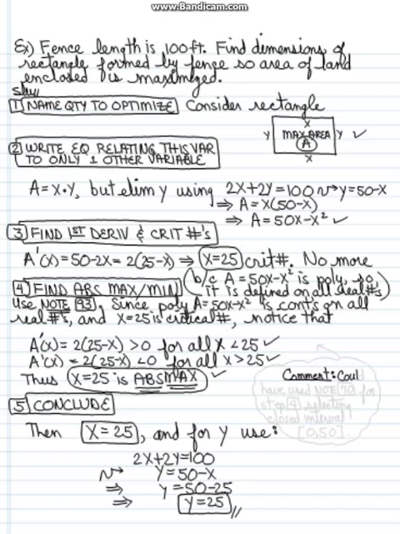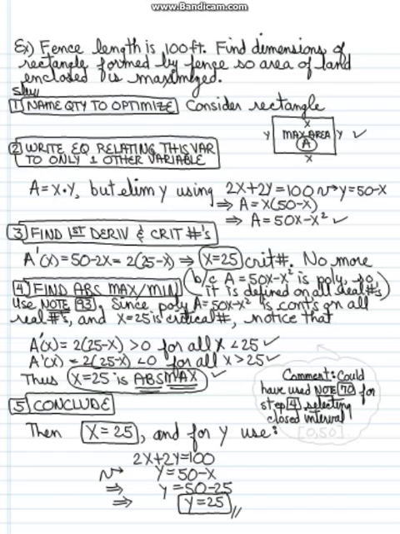I just want to make a comment about step 4. We could have used note 70 to find the absolute max for this step 4, selecting a closed interval from 0 to 50. That would have been doable, but this one was actually easier using note 93.